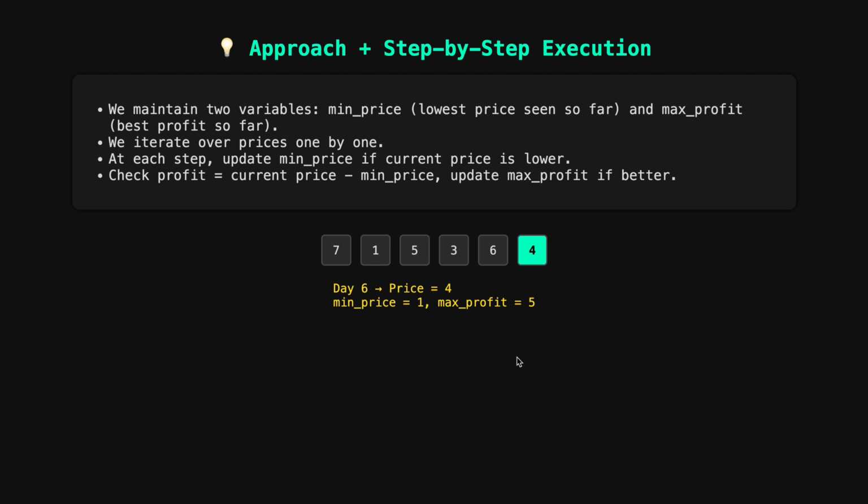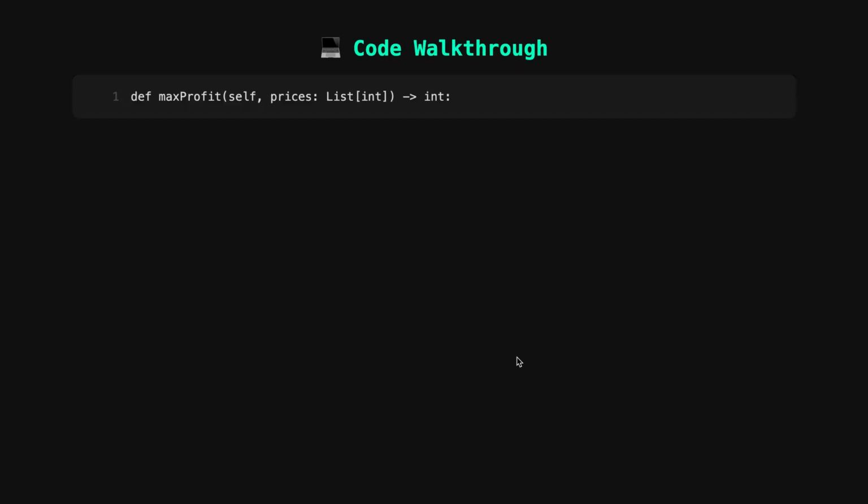So that's the entire solution. I hope you understood it well. Now let's see the code for this. First of all, we define the function max profit that takes the list of prices as input and will return the maximum possible profit from a single transaction as the output. Now we initialize min price as infinity, since before seeing any prices, we assume the lowest price is infinitely high. Then we initialize max profit as 0 because initially no profit can be made.